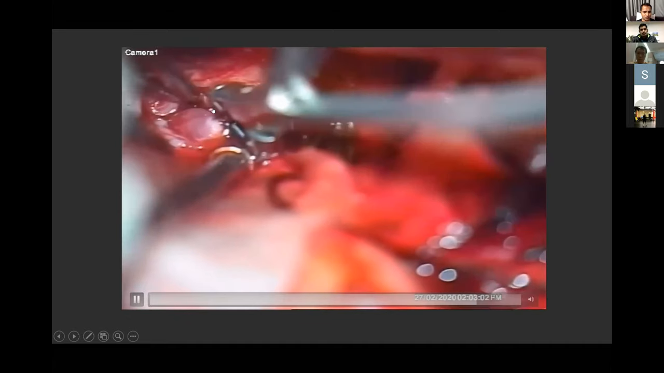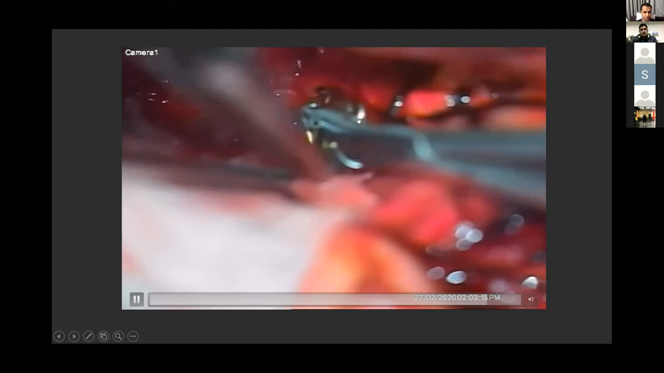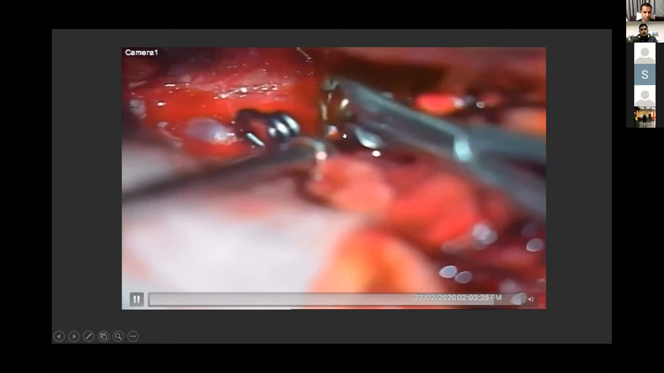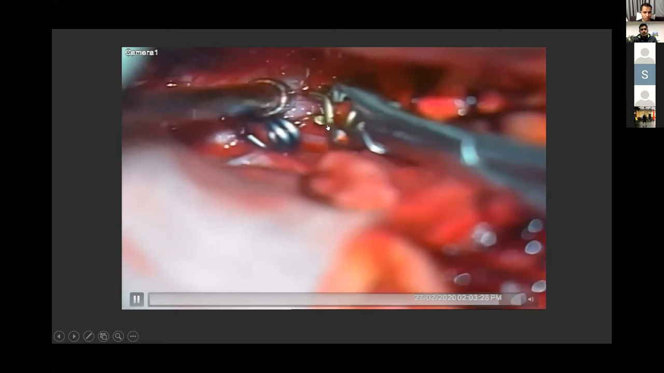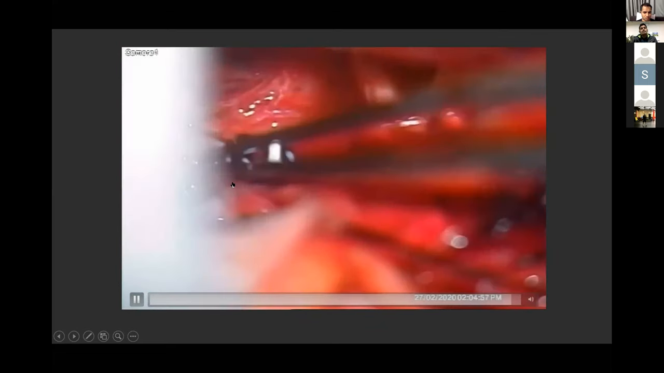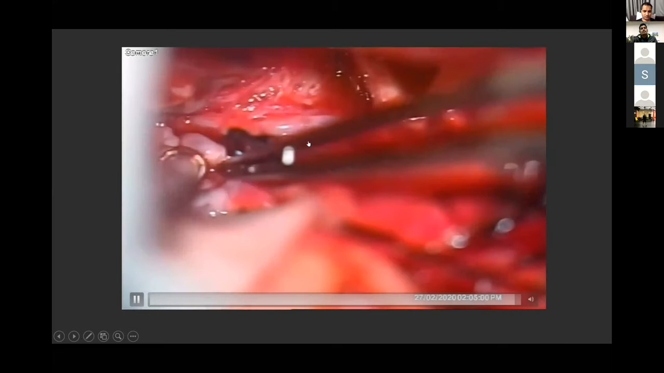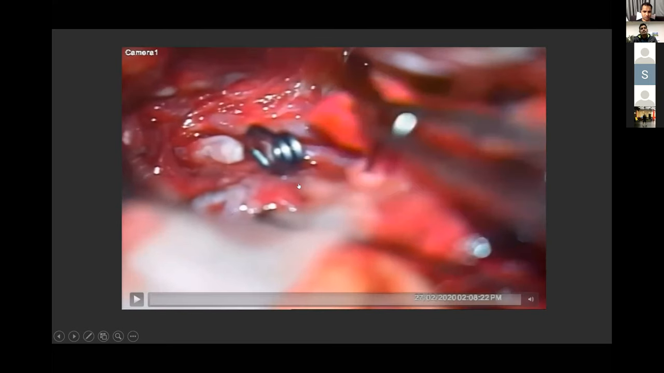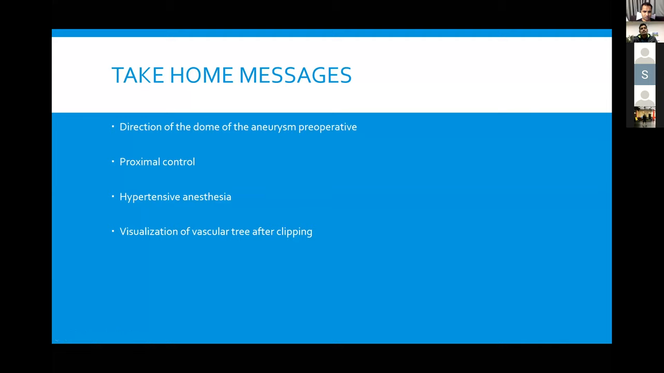Okay, be patient, we're having some sound issues. Then we remove the clip. Then the contralateral, we remove it. Then we go to visualization of the vascular tree after proximal control.